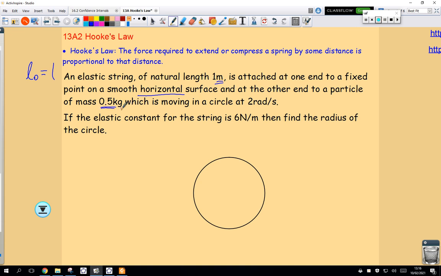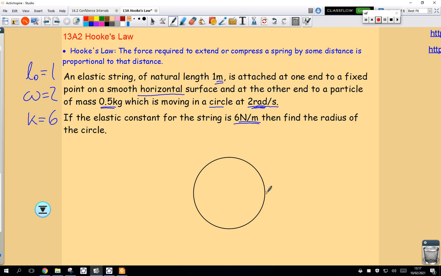Again, it's in kilos already, no need for conversion, which is moving in a circle at 2 radians per second. That's my angular velocity, what we would have called omega, is 2. Notice no need for unit change, 2 radians per second is our standard unit for angular velocity. If the elastic constant for the string is 6, there's my elastic constant or spring constant, which is 6. Again, the units are newtons per meter, no need to convert. Then find the radius of the circle. So we're trying to find r.